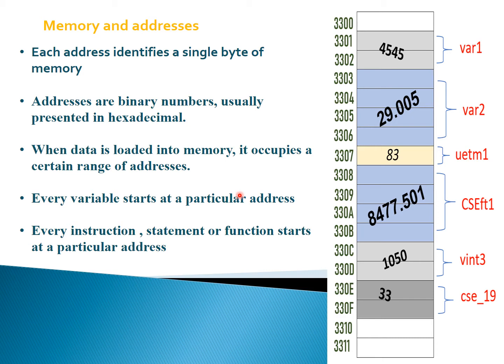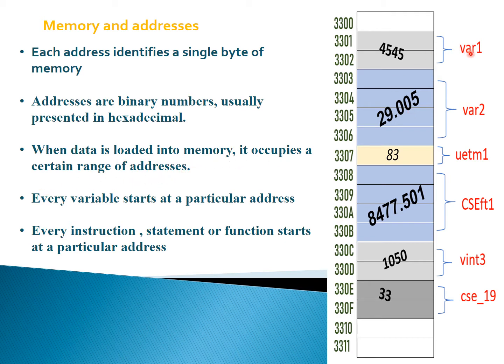Before studying pointers, let's discuss these important statements regarding memory and addresses. Each address identifies a single byte of memory. Addresses are binary numbers usually represented in hexadecimal. For example, this one you can see the representation in hexadecimal. When data is loaded into memory, it occupies a certain range of addresses.